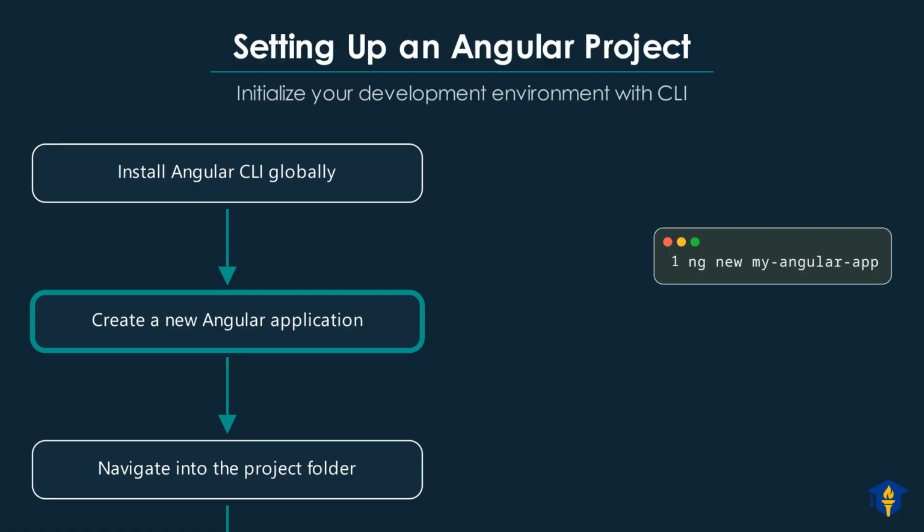Next, we will create a brand new Angular application using the CLI. Simply type ng new my Angular app to generate a new project folder. After creation, you need to navigate into the newly created project folder. Use the command cd my Angular app to change your current directory.